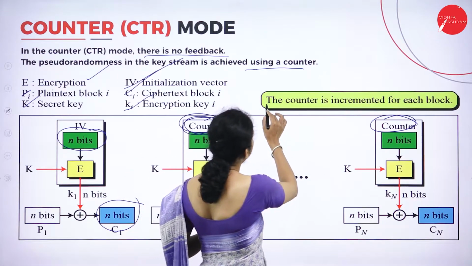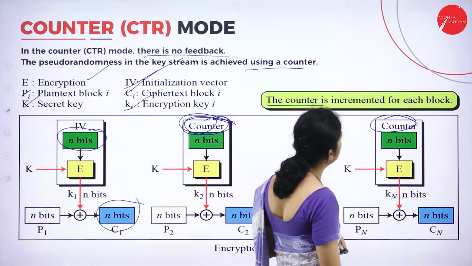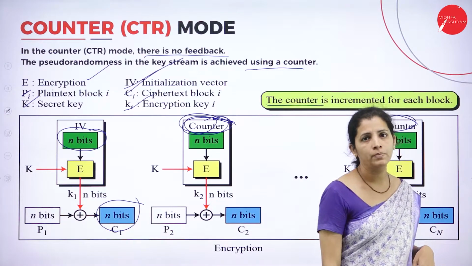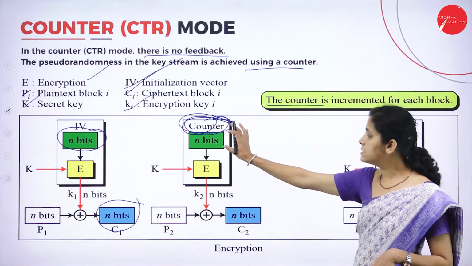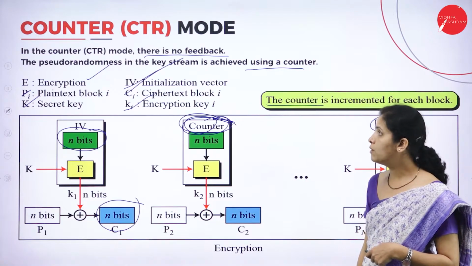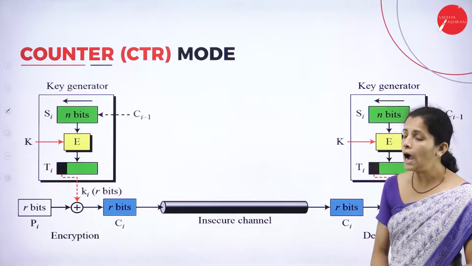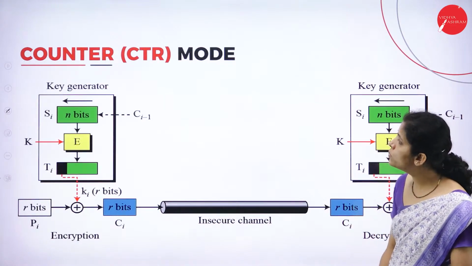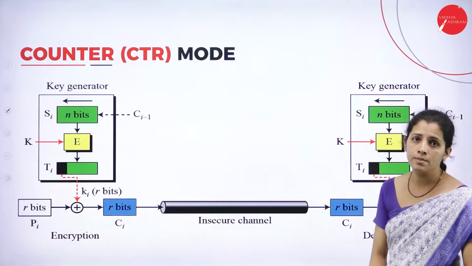So here the counter is incremented for each block. When I consider the counter, it increments from one block to another, and the same counter mode is used as a stream cipher.